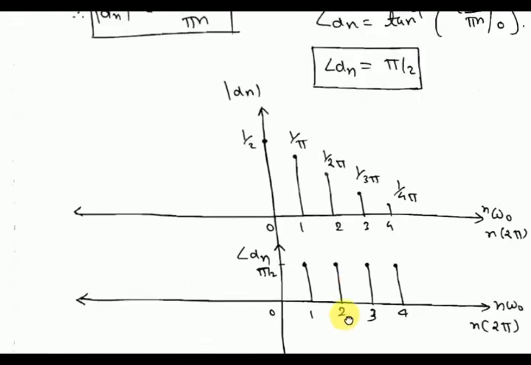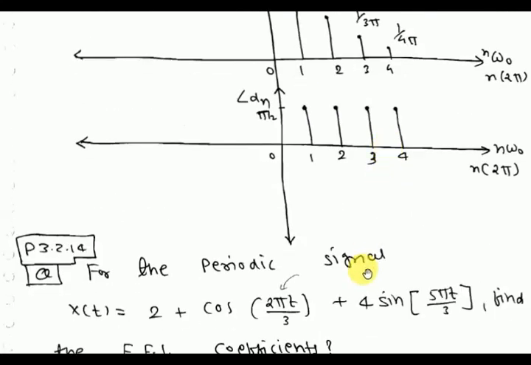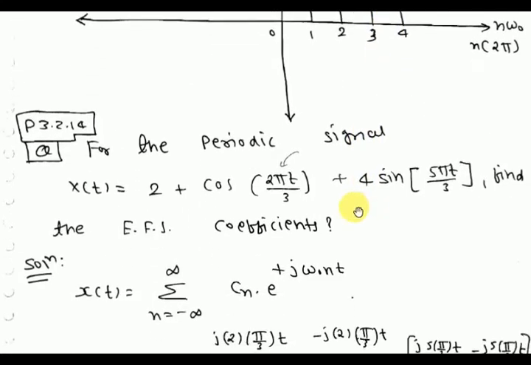If you want to draw this in negative frequency, then you have to take half magnitude. For the periodic signal x of t given, find the exponential Fourier series coefficients. You have to find cn and c naught.